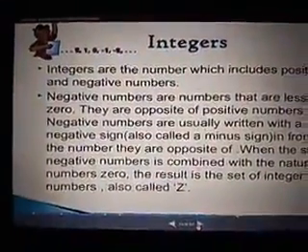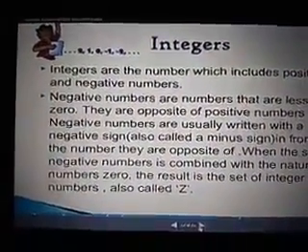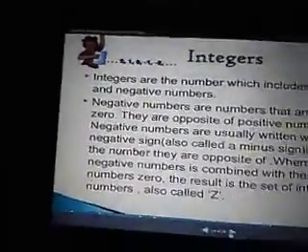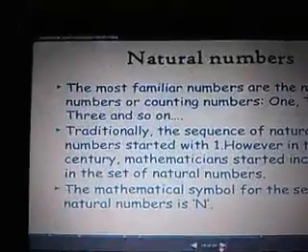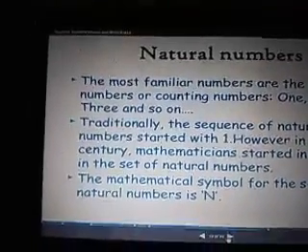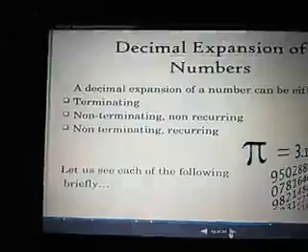Now the integers: the numbers which include positive, negative, as well as the 0. Now coming on to the natural ones. Natural numbers, as already we have said, start from 1.